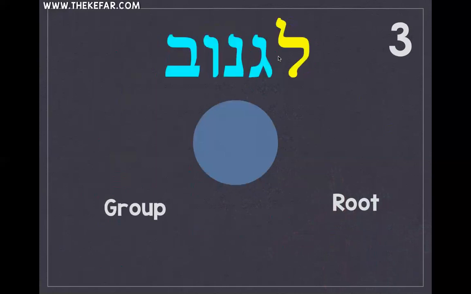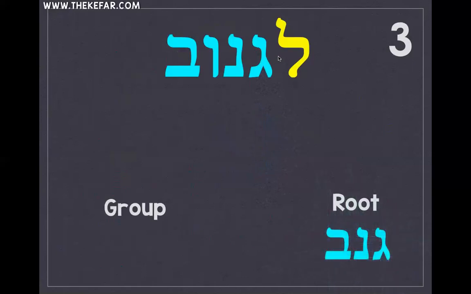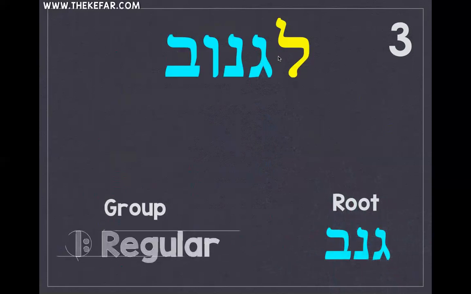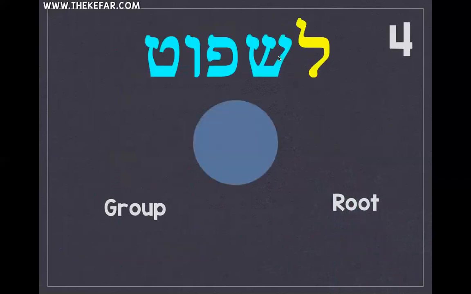Your third verb is lignov. In lignov, we get rid of the lamed, get rid of the vav. That gives us ganav as our root, and this is just a regular verb. Gonev, gonevet, gonvim, gonvot. Our next verb is lishpot.